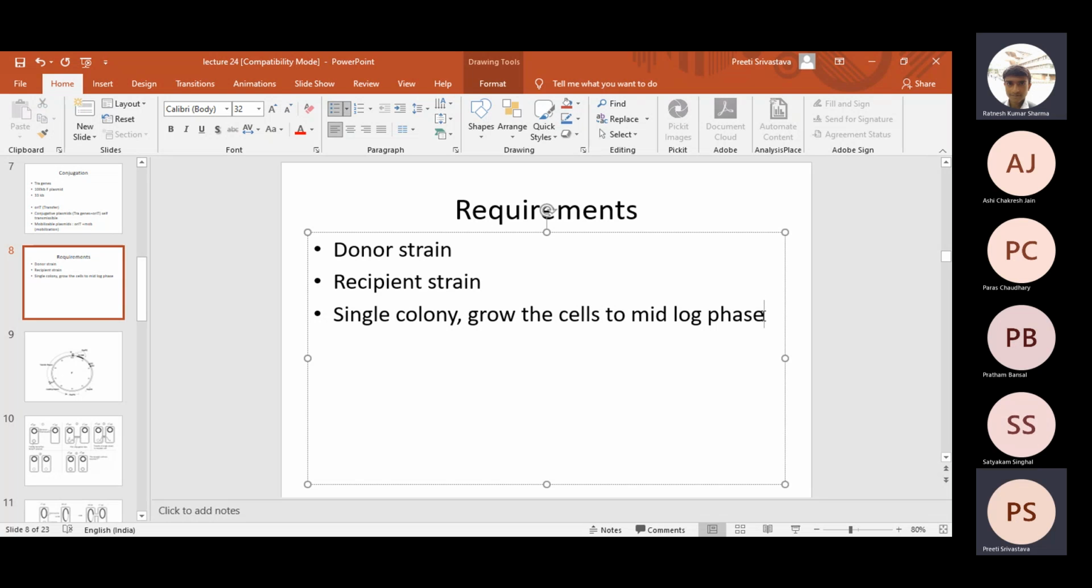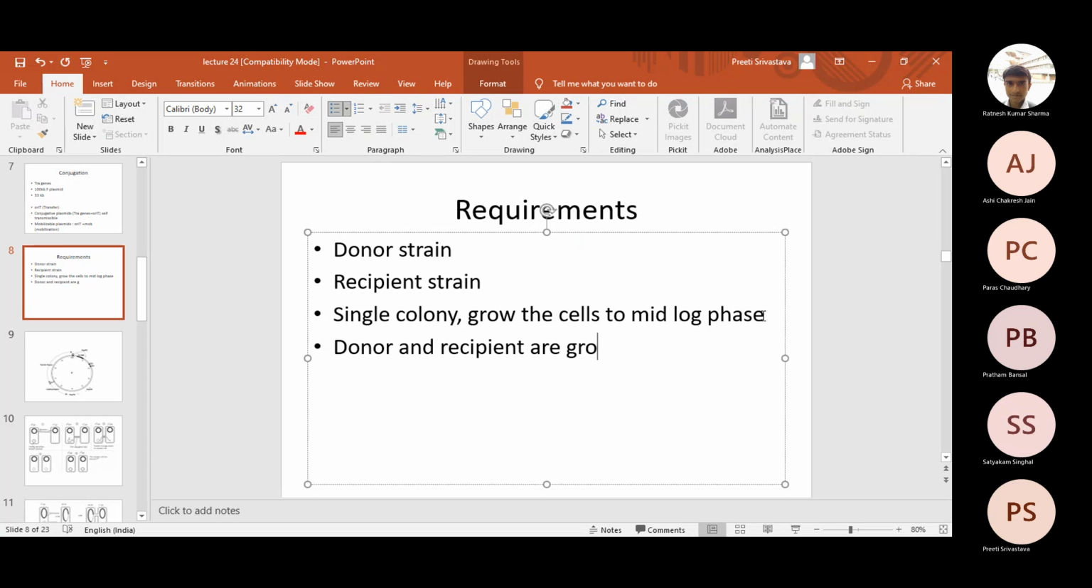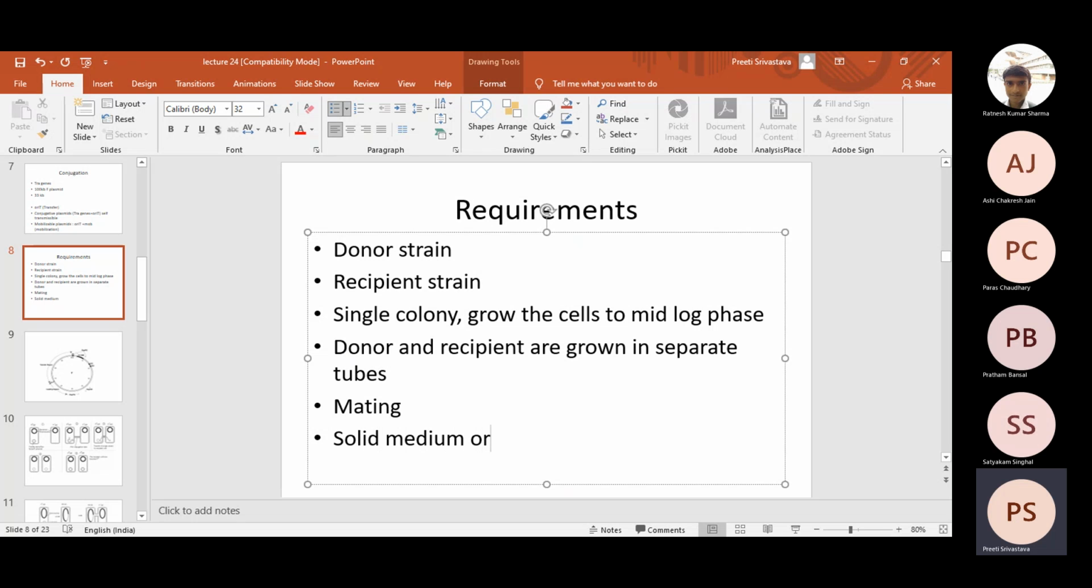Okay, so you take a single colony and grow the cells to mid-log phase, again because the cells are very healthy, and both donor and recipient are grown in separate tubes. Now what you do is perform what is called mating. For this mating to happen, you can perform mating on solid medium or on liquid medium.